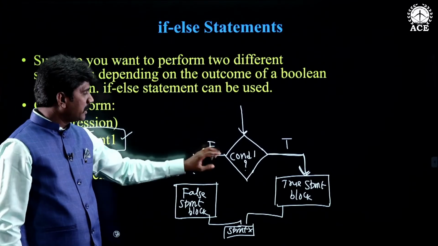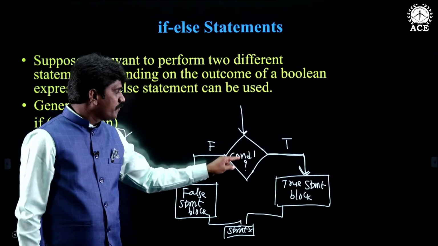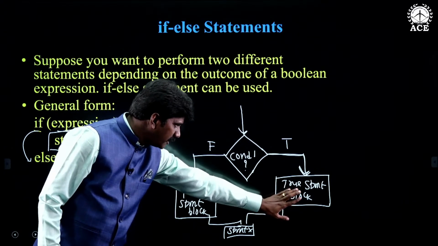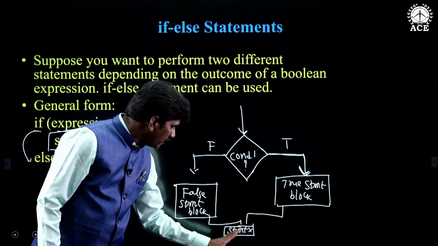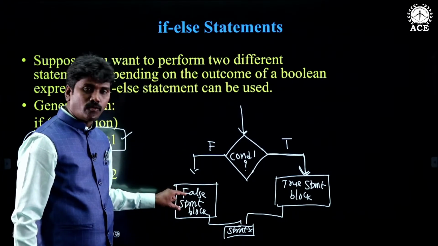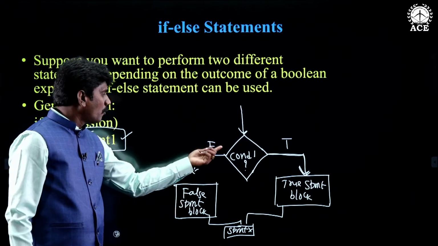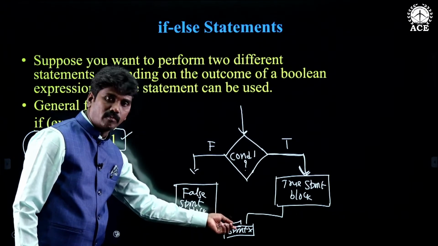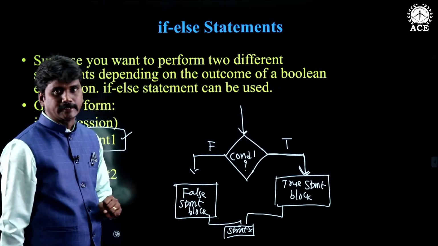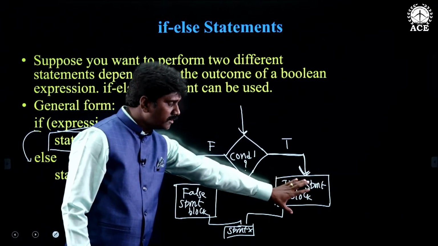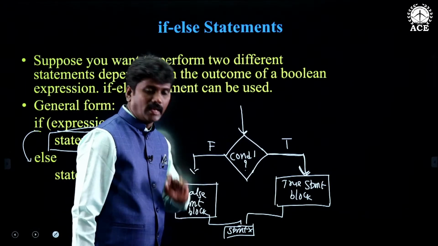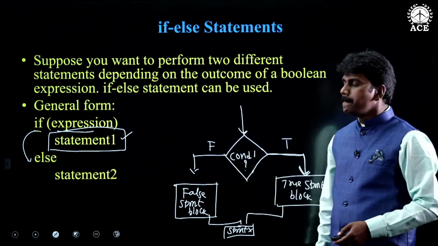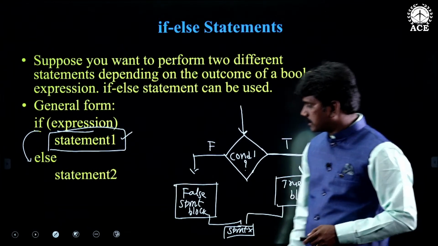Meaning, how will the execution be? Condition 1 will be checked. If this is true, then the true statement block will be executed, and after execution of the true statement block, it will directly go to statement X. In this case, the false statement block will be skipped. Once the condition is false, the false statement block will be executed, and after that the control will directly go to statement X. In this case, the true statement block will be skipped. Like this we have the if else statement. Let us understand how the if else statement will be used in programming.